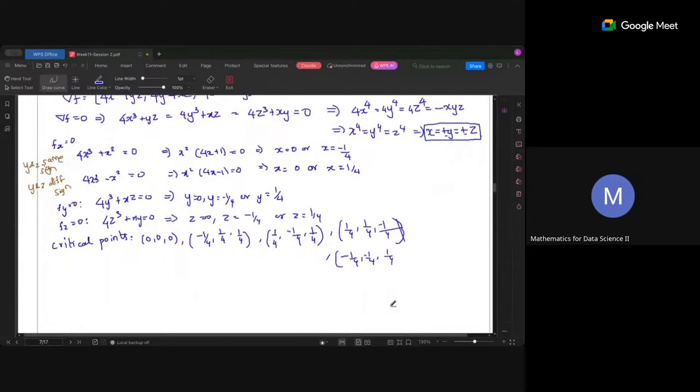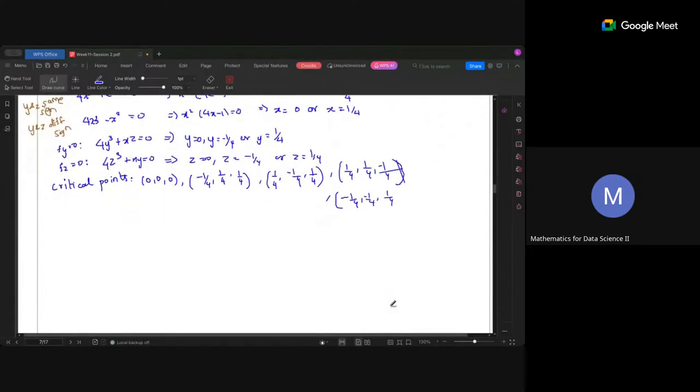Right? Okay. So now for each of these critical points, we are going to verify whether you are going to have a local maximum, minimum or saddle point, or the test is inconclusive. Like this, you have to check for each of these critical points. Okay. So maybe we call this A1, A2, A3, A4 and A5. Okay, so now let us do it for A1.